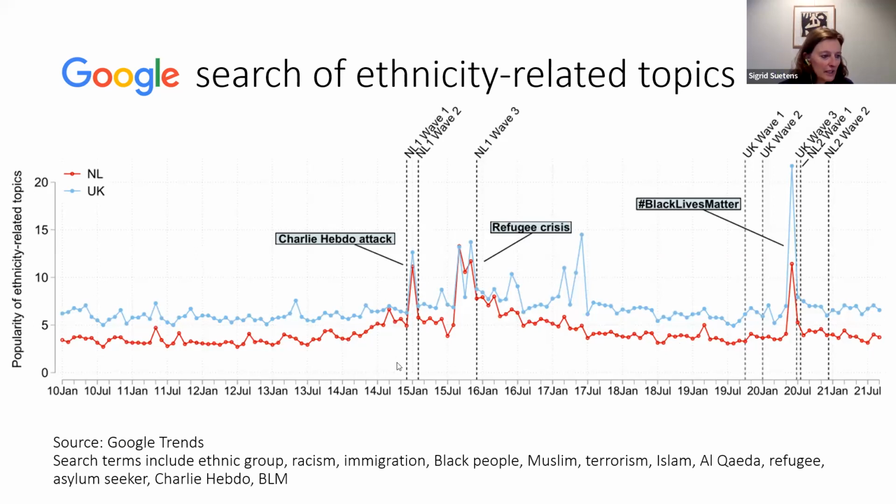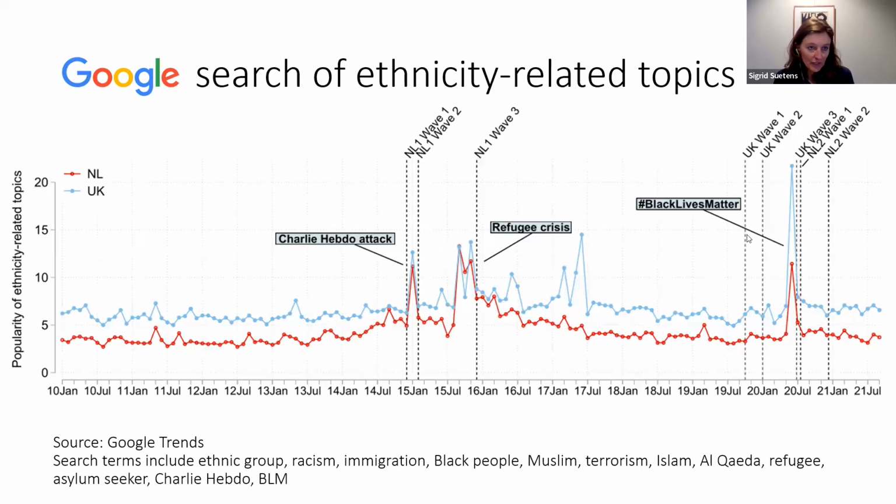If you look at the very first wave that we ran of the Netherlands experiments, NL1, that was run in December 2014, in a period where ethnic salience was relatively low compared to what you can see afterwards. Then there was the Charlie Hebdo attack, that's this peak here. And right after, we ran our second wave of this experiment. Then a bit later in 2015, there was the refugee crisis. And then in December 2015, we ran our third wave of the NL1 experiment.